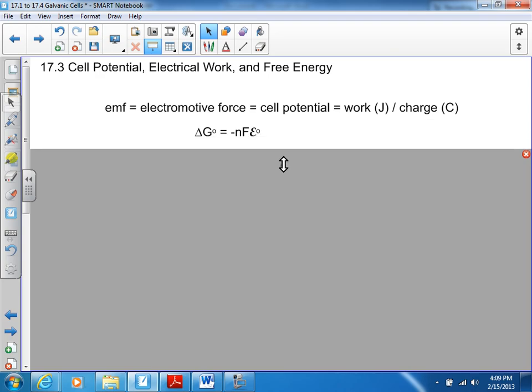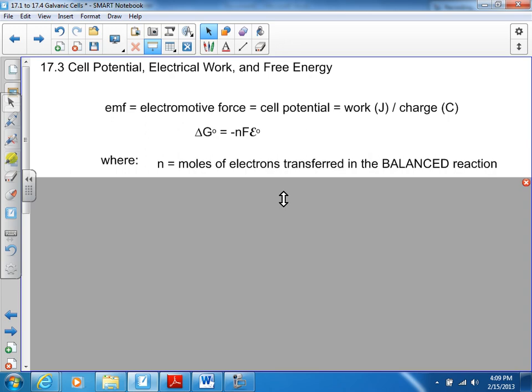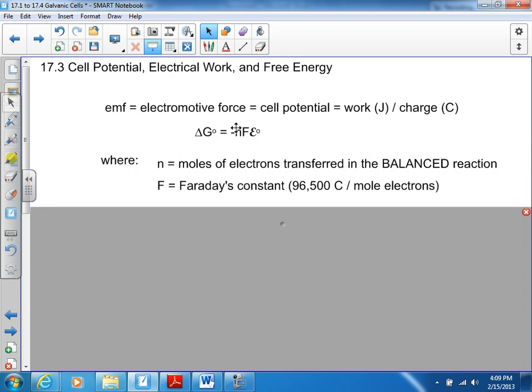We have an equation. Delta G is negative NFE. Where N is your moles of electrons transferred in the balanced reaction. You have to be very careful. You have to have your balanced reaction and see how many moles are transferred. F is Faraday's constant, 96,500 coulombs per mole of electrons. It's the charge of a mole of electrons.